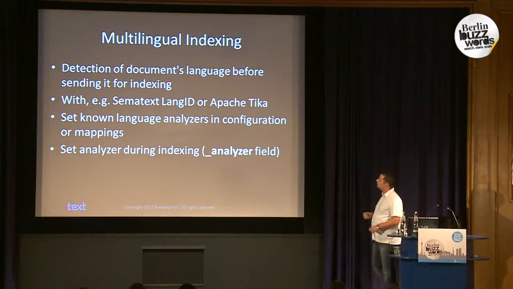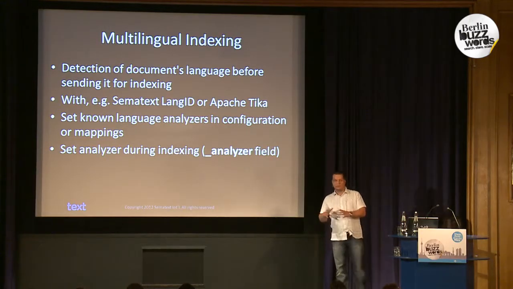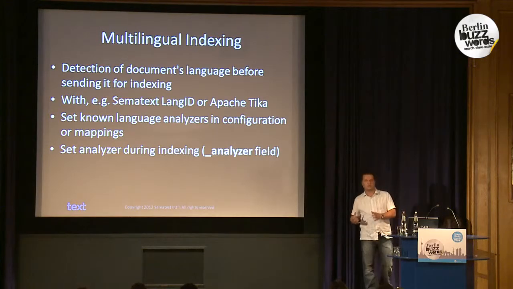The other thing is multilingual indexing. Elasticsearch allows you to specify which analyzer is used for indexing the current document.